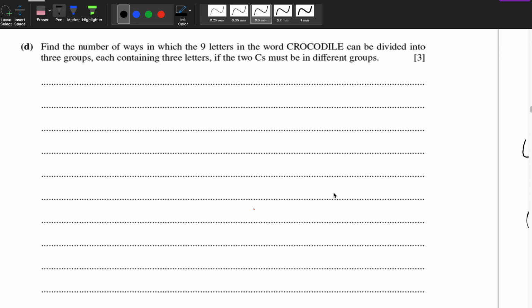Okay, last one. Last one is the most challenging one and the most difficult one. Because it's talking about the number of ways in which 9 letters in the word CROCODILE can be divided into 3 groups containing 3 letters. 2C must be in different groups. 3 marks for this question. So what it means is you need to form 3 groups.